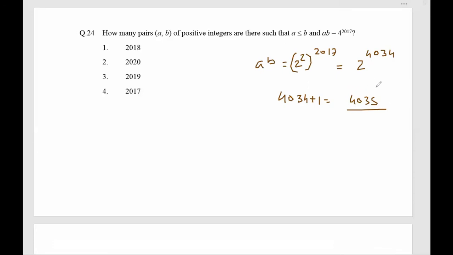And how many ways you can represent it as a product of two numbers, which may be distinct, may not be distinct, because equality possibility is also there. In that case, what we do, 4035, we add the number of factors with 1, and then we divide by 2. It is 4036 by 2, which is 2018.